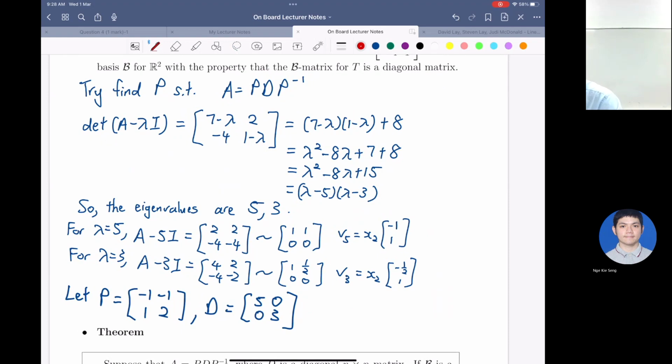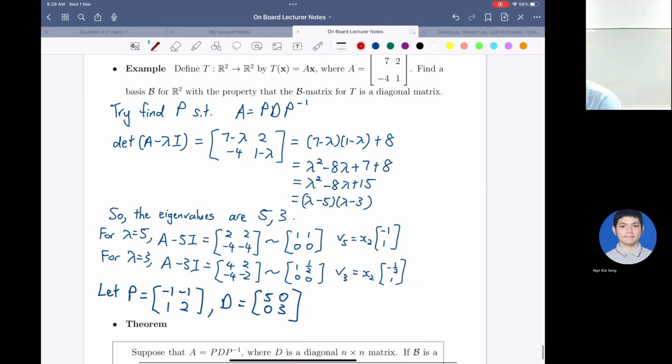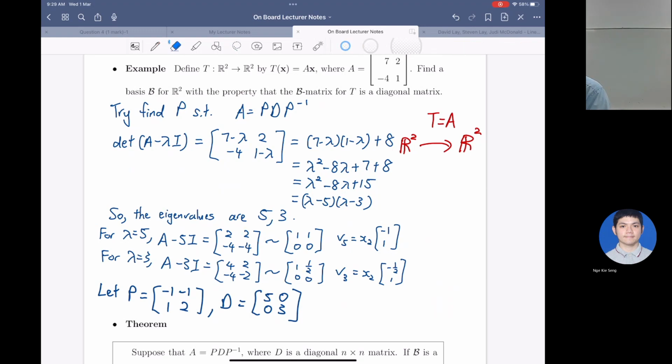So let's spend a while on what we are doing here. We have a T. Let's write out the T from R2 to R2, and then which is the matrix A. Write down A, and then we somehow split A into P, D, P inverse. So what is going on here actually?